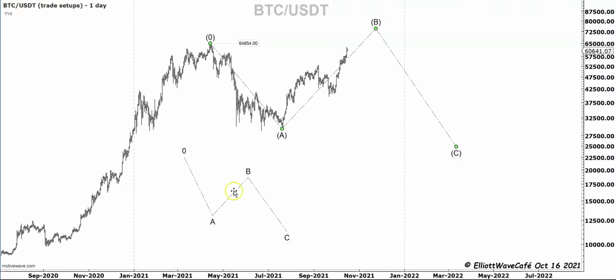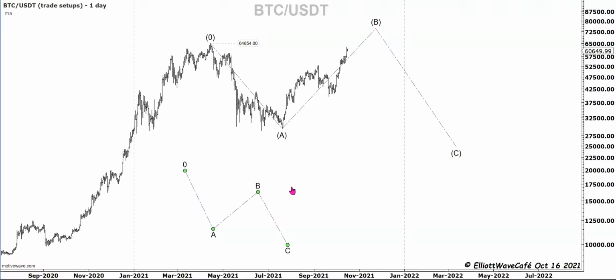Now, let's go on to the next pattern. Just so you know, this can still be correct as long as it's not taking out the top, the origin of wave A. So this B wave can still be a zigzag, as long as it doesn't get above the origin of wave A, we're still fine. But in terms of probabilities, I think it's very small, just because we have passed above that 618 level of retracement.